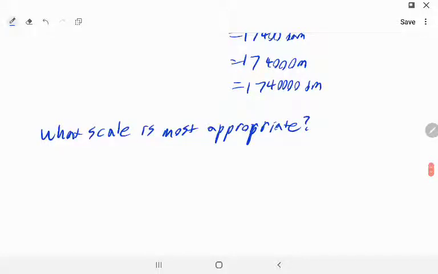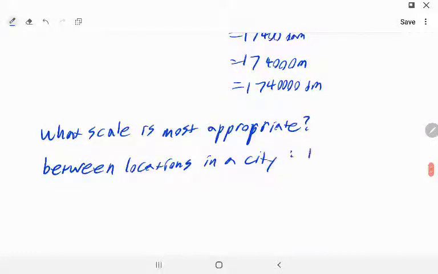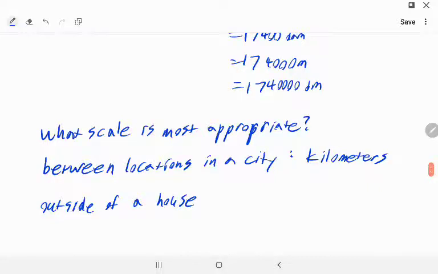We notice between places in a city, between locations in a city, we're probably going to use kilometers. Looking at a yard around the house, so I should say outside of the house, we might want to use meters.